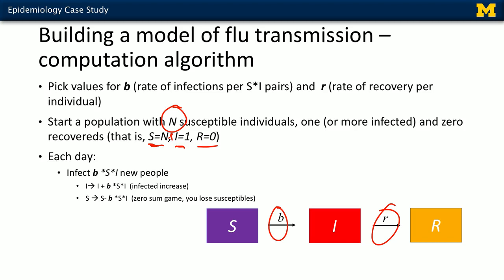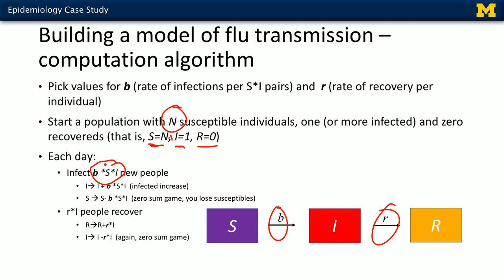Now, if S's become infected, they're not S's anymore. So I also need to update the number of S's, reducing what I started with at the beginning of the day by the number of people who got infected. So this number of new people who get infected, I can just add to the I's and subtract from the S's. It's a zero-sum game. If you gain infected, you're losing susceptibles.